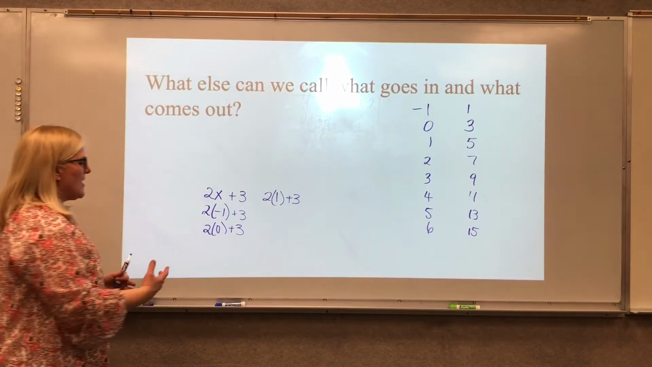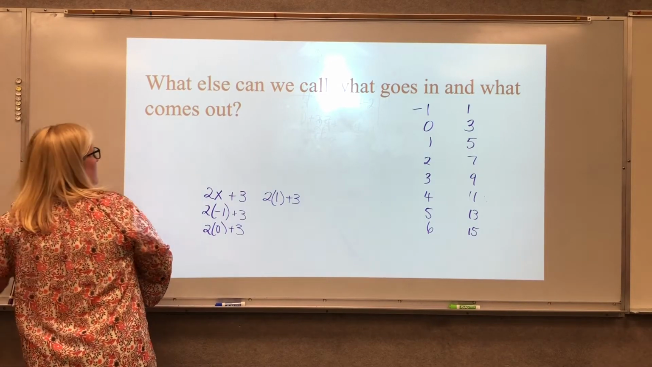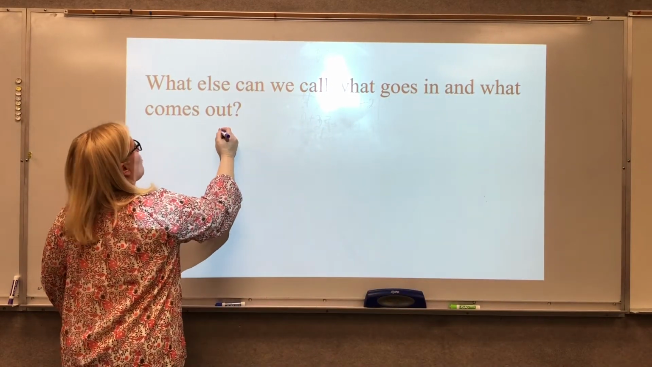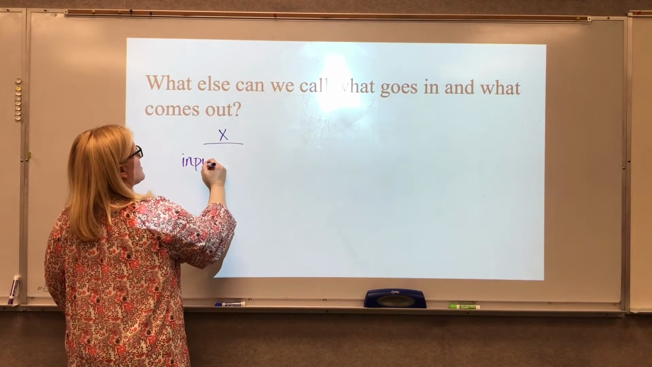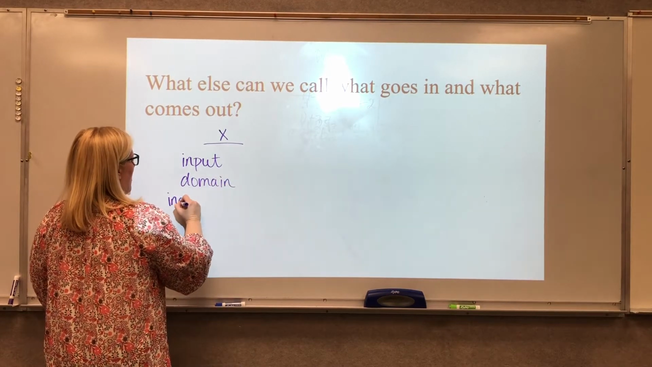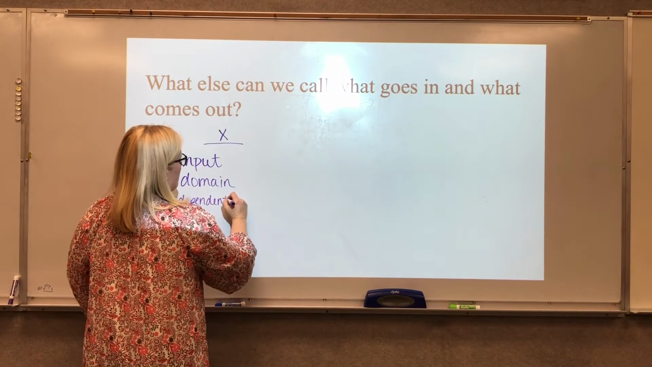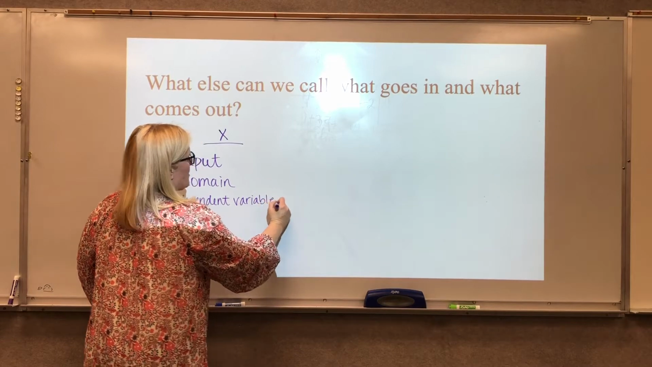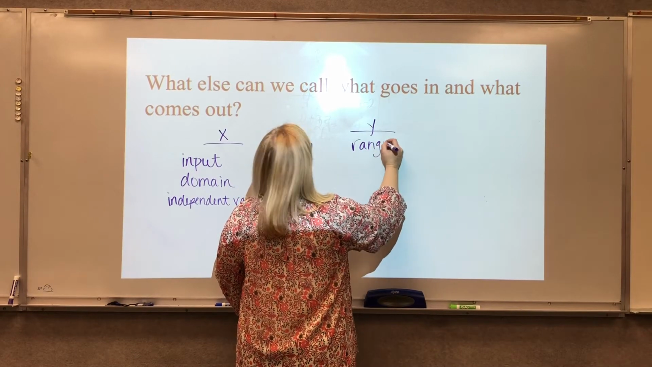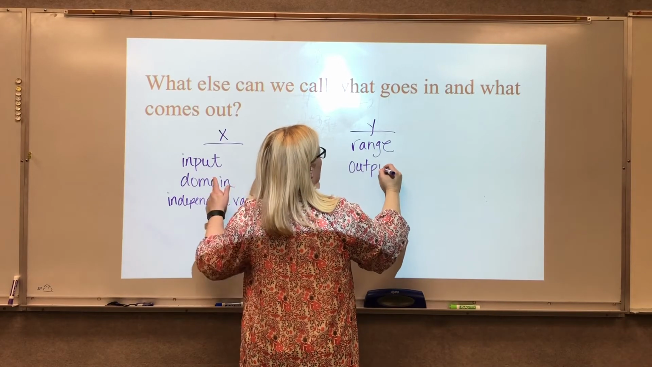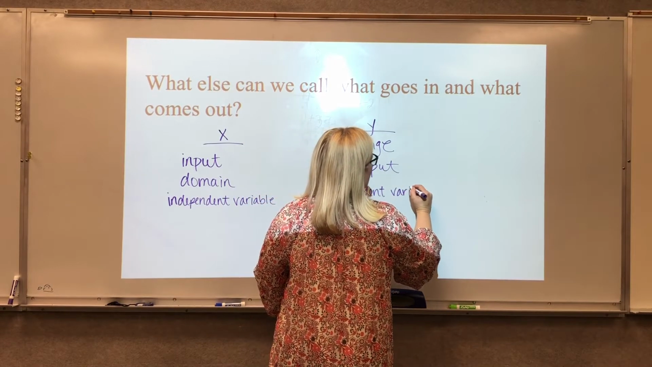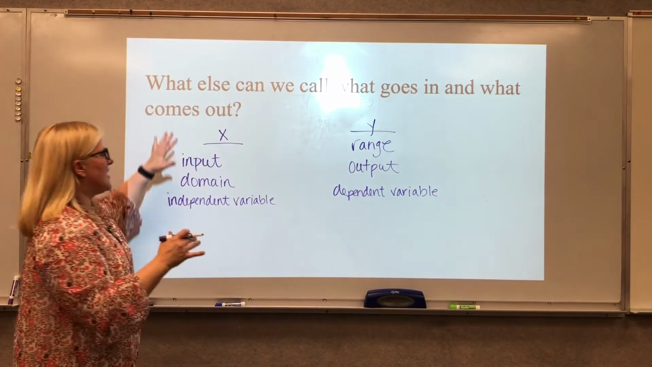All right, so what else can we call what goes in and what comes out? Okay, well for one, what we put in is our x value. This is our input. Okay, it's also called the domain, and it's also our independent variable. Okay, our y value is our range. It's also our output. I did it in a different order than over here. It's also our dependent variable. Okay, so these are just a few names for the same things.